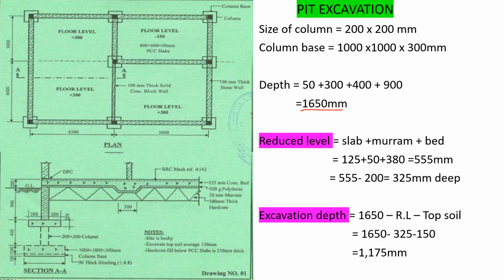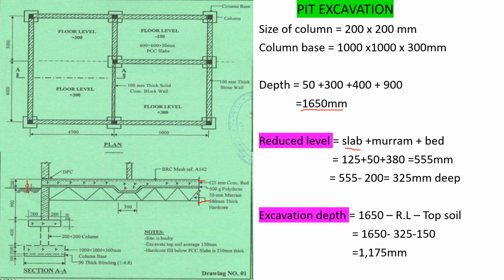And then we could have excavated the reduced level for us to get to the bottom of the hardcore bed. Now for the reduced level, for this case, it will be slab plus the maram plus the bed. That will give us 125 for the slab, and then 50 for the maram, and then 380 for the bed. That is the hardcore bed, giving us a total of 555 millimeters. And then we less this 200 here, and then we also less the top vegetable soil that we had excavated, 150 millimeters. That will give us 325 millimeters deep.